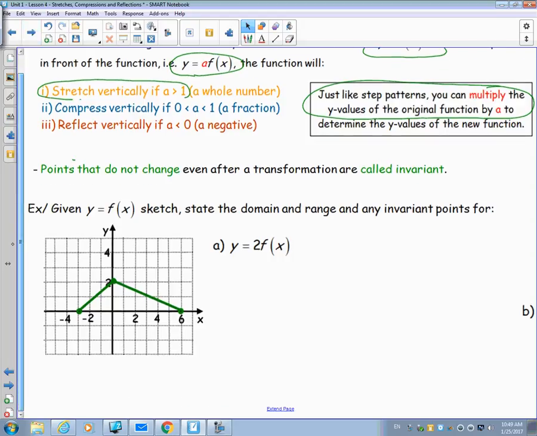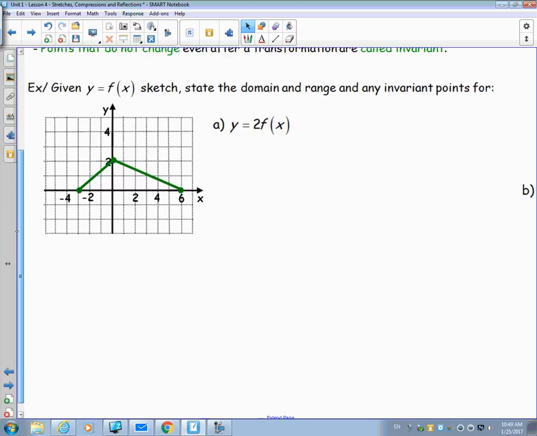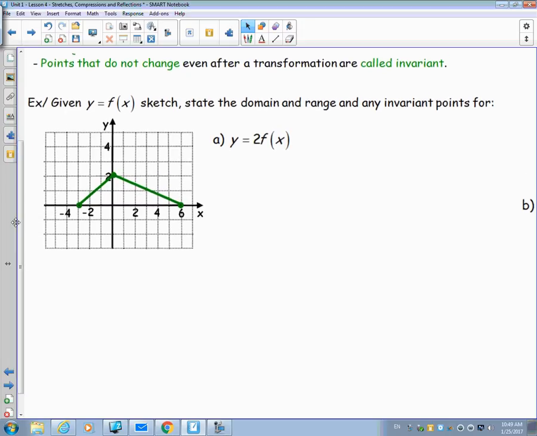One last little point before we try some examples here. Sometimes you can have points that don't change. They remain the exact same point that they were originally. We call those things invariant points. Okay, so if they don't change, that means they're invariant. We'll try some examples where we'll see some of those.